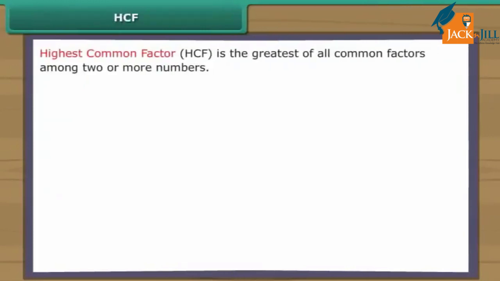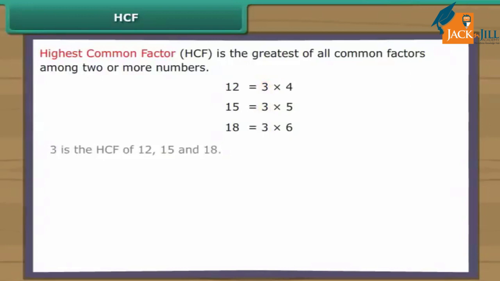HCF. Highest common factor or HCF is the greatest of all common factors among two or more numbers. Let us identify the HCF of 12, 15 and 18. 12 is equal to 3 into 4, 15 is equal to 3 into 5, 18 is equal to 3 into 6. The common factor is 3. Therefore, 3 is the HCF of 12, 15 and 18.